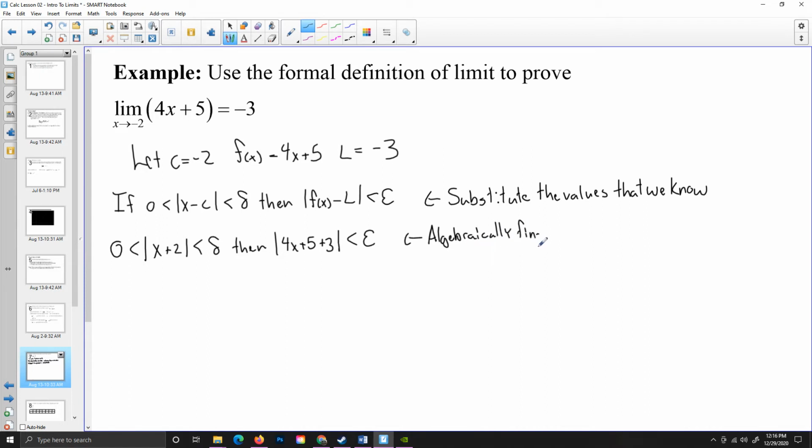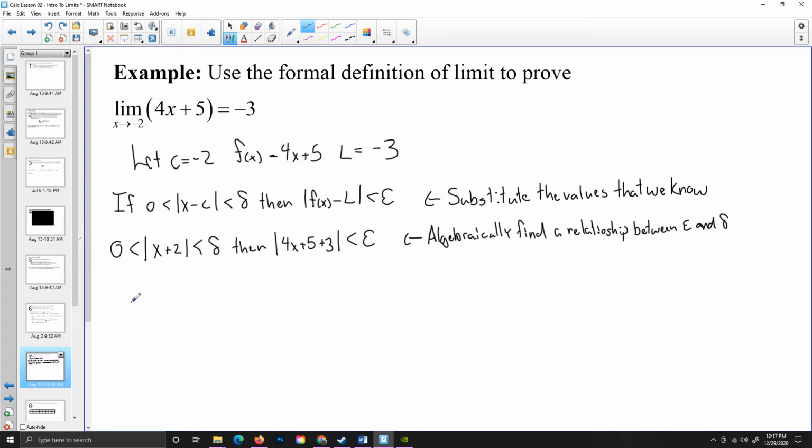find a relationship between epsilon and delta. All right, so we're going to start with this epsilon expression, and we're going to try and find a way to link it to this delta expression. So let's start with that.